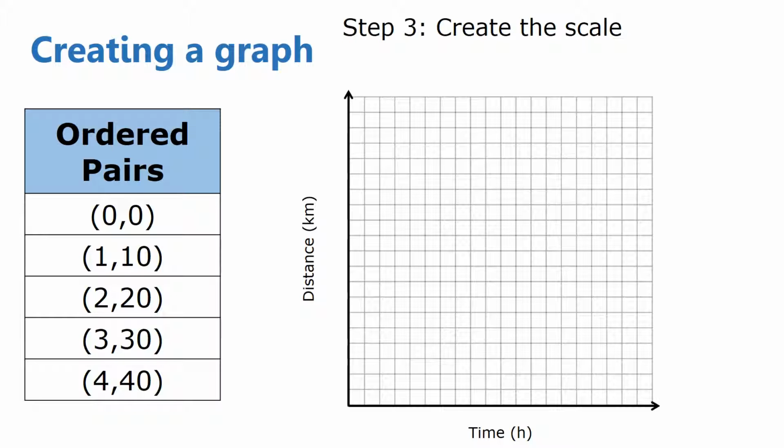Step 3. Create your scale. When deciding on your scale, you want to ensure that you're using your space and that all of your data is not clumped into one corner. In this case, we see that time goes from 0 to 4. We want a bit of extra space, so let's say 5. If we count the squares along our x-axis, we see that we have 20. So if we take 5 and divide it by 20, we get 0.25. This means that each square would be 0.25, or every 4 squares would be 1.